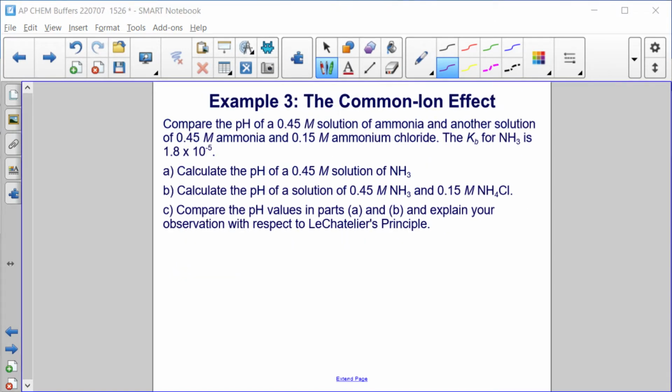All right, let's look at example 3 in the presentation for the common ion effect. Compare the pH of a 0.45 molar solution of ammonia and another solution of 0.45 molar ammonia and 0.15 molar ammonium chloride. Kb for ammonia is 1.8 times 10 to the minus 5. So in 3 steps, first we'll calculate just the pH of the ammonia only solution. Then the pH of the ammonia solution with the common ion in the ammonium chloride. And then we'll compare the pH values and explain the observation with respect to Le Chatelier's principle.